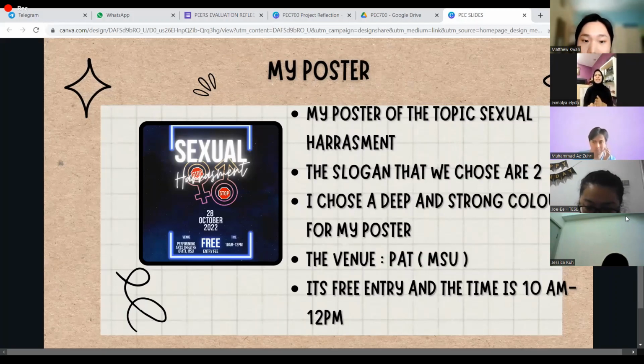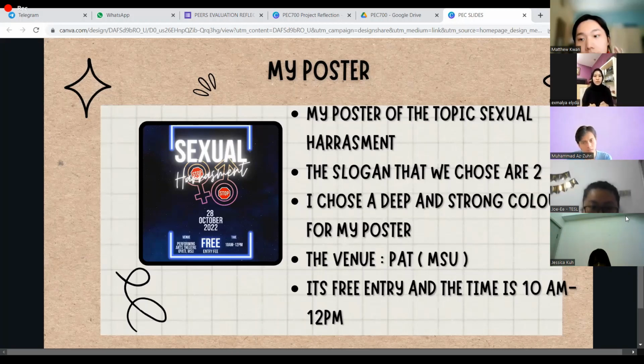Because if you look around, everywhere you go, some guys, if there's a girl walking by, just keep looking at you, or try to search you, or take pictures of you. And the same goes for the male, right? So the venue is PAT MSU, and it's free entry, and the time is 10 to 12 p.m.